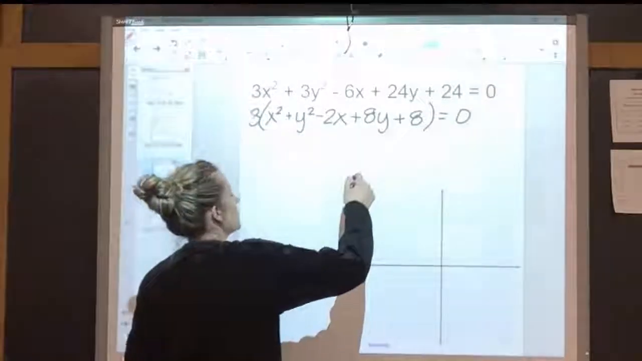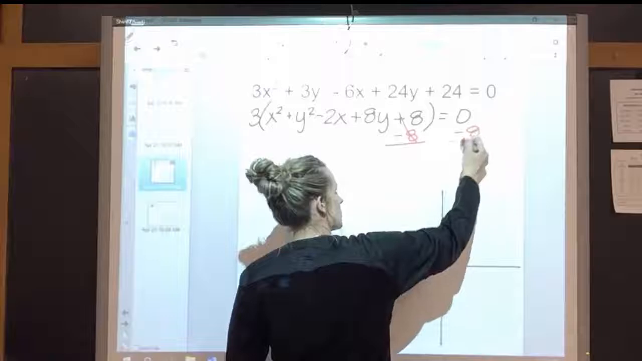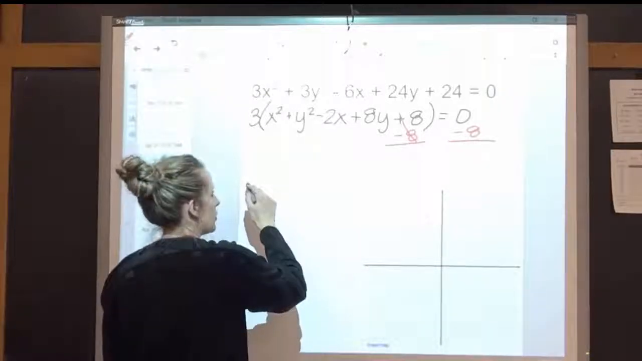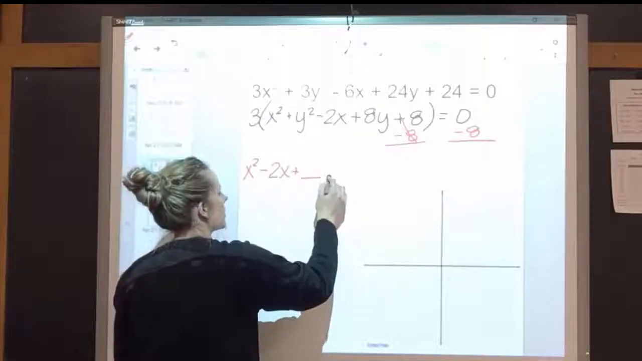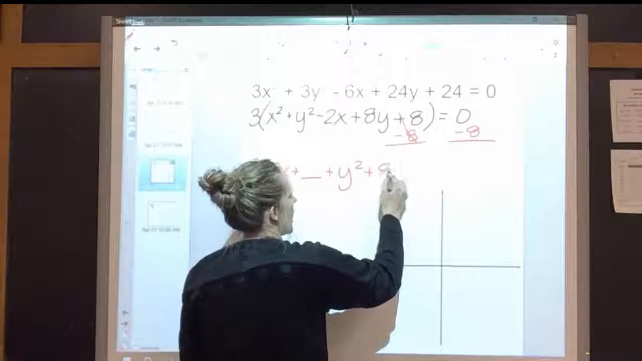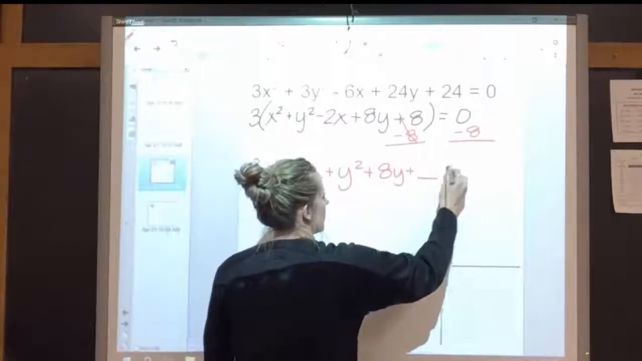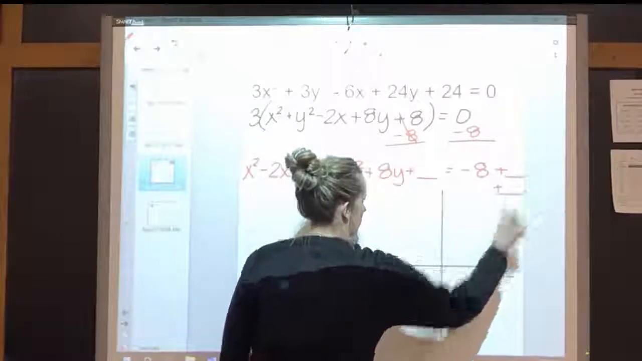Okay. All right, so we're going to move the 8 to the other side. We'll subtract the 8, and we have x squared minus 2x plus blank plus y squared plus 8y plus blank equals negative 8 plus blank plus blank.